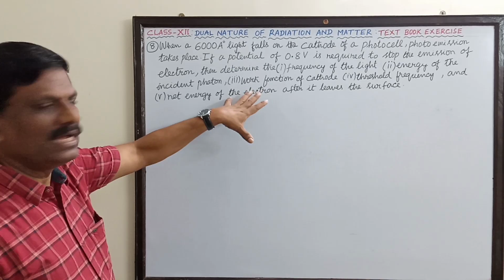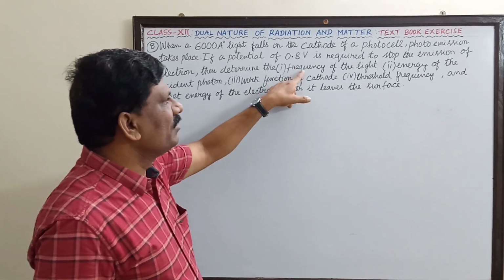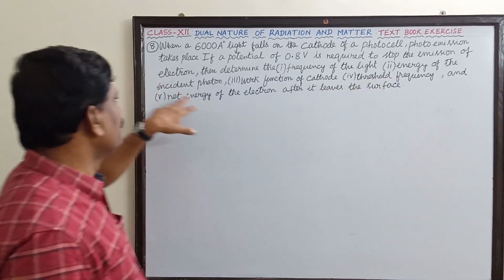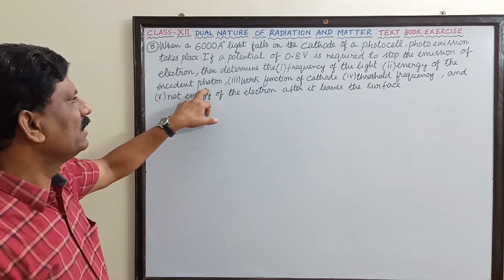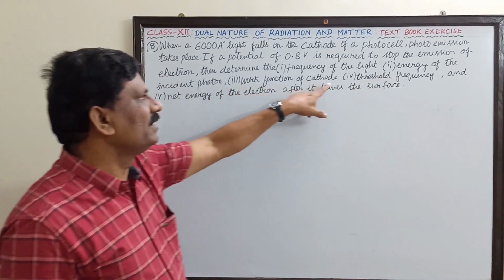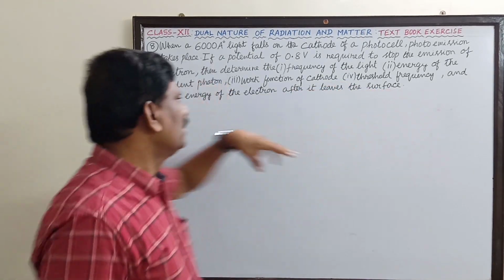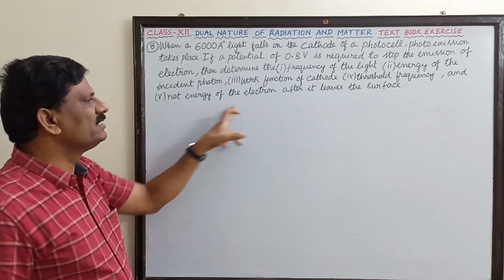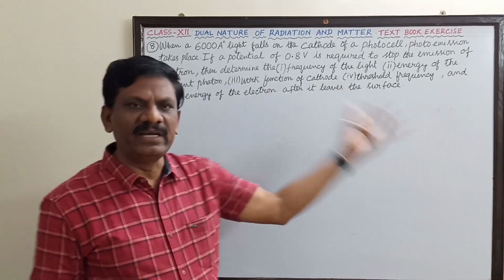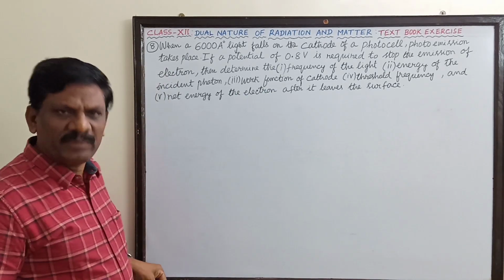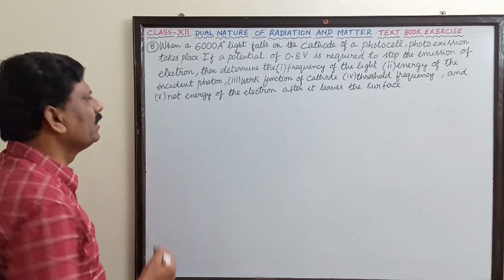Five quantities are asked. The first one is the frequency of the light. Second, energy of the incident photon. Third, work function of the cathode. Fourth, threshold frequency. And fifth is the net energy of the electron after it leaves the surface. So let us try to do one by one. Before that, what are all the given quantities?